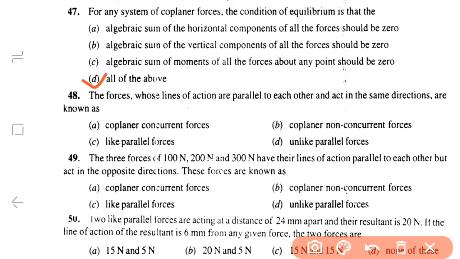Now next is question 48. The forces whose lines of action are parallel to each other and act in the same directions are known as, here friends these are the options, and here correct answer for this question is option C, that is like parallel forces.